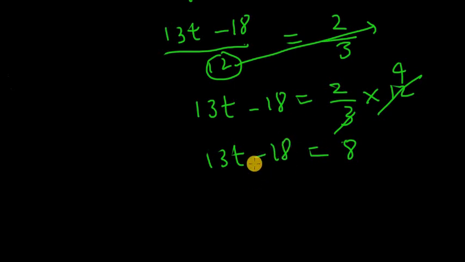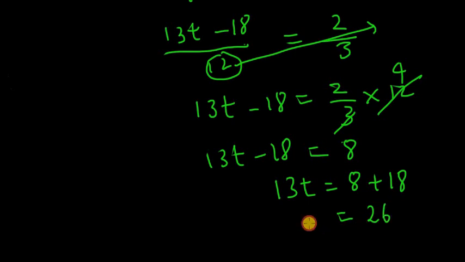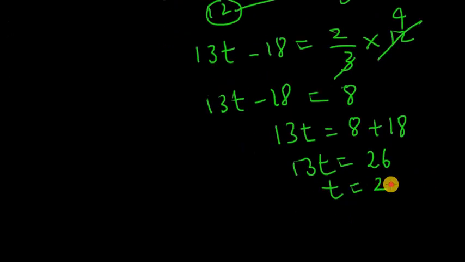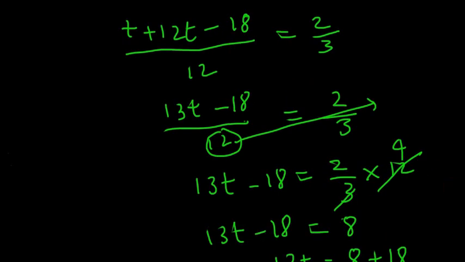Then here is a constant, so let us shift it to the right hand side. So we get 13t equals 8 plus 18. 8 plus 18 is 26, so 26 equals 13t, and t equals what? 26 divided by 13, which is 2. So this is how we can solve that problem.